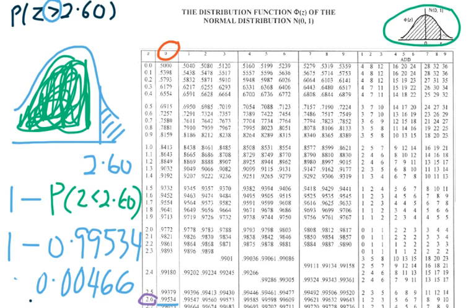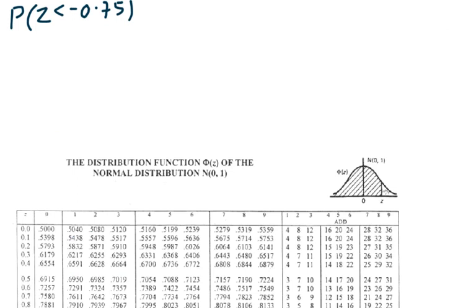So now let us go to the third question. Okay, moving on to the third question. What we want to find is the probability for z less than negative 0.75. So again, always draw our standardized normal distribution. Again, we have our standardized normal distribution, and our z score is negative 0.75.